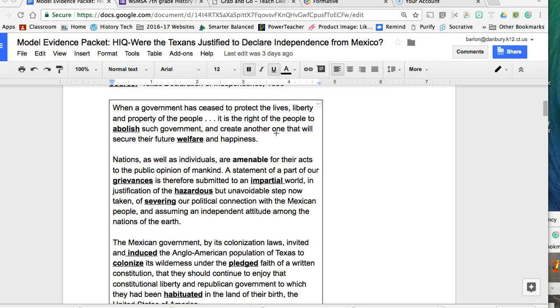I would read the whole piece of evidence to try to get a gist of it, but the first thing I would do is go through this and ask, are there words in here that I really don't understand? Try to do it in context. I think it makes it easier. I know this word, ceased, means to stop. So when a government has stopped, and it is past tense, so I'm going to make it past tense, to protect the lives, the liberty, and property of the people. It is the right of the people to abolish. This one's highlighted, so it is a little caution. It means to get rid of. We've seen that before. Get rid of such government and create another one that will secure their future wellness and happiness. I'm going to think of this as health or well-being.